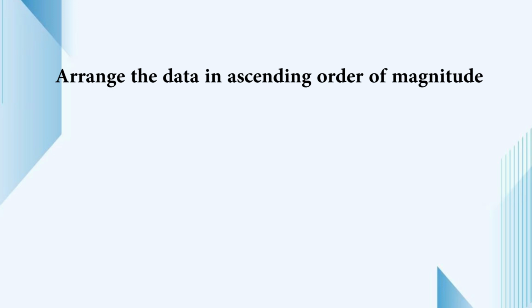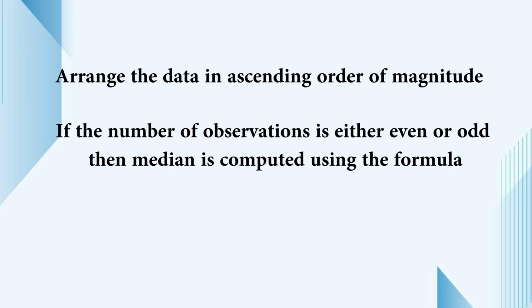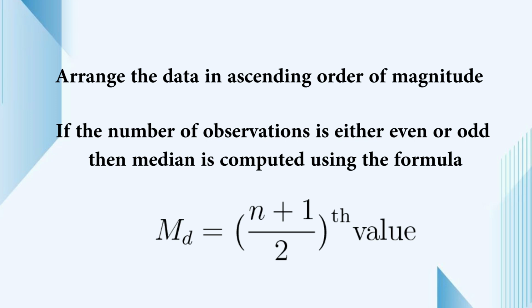Now, we shall see how to compute median for ungrouped data. First, arrange the data in ascending order of magnitude. Then, whether the number of observations is even or odd, the median is computed using the formula: median is equal to the (n plus 1) divided by 2th value.